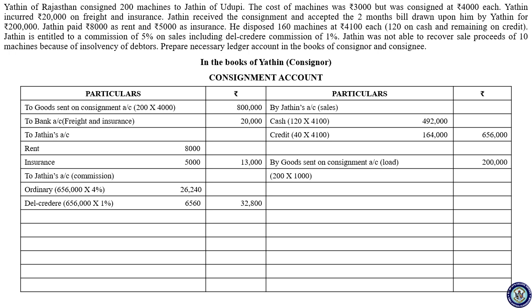So we have to record on the credit side, by goods sent on consignment, that is load. So total units consigned 200 into the load price, which is nothing but the difference between invoice price and the cost price. So my invoice price is 4,000 and the cost price is 3,000. So the difference 1,000 is the load price. So 200 into 1,000.